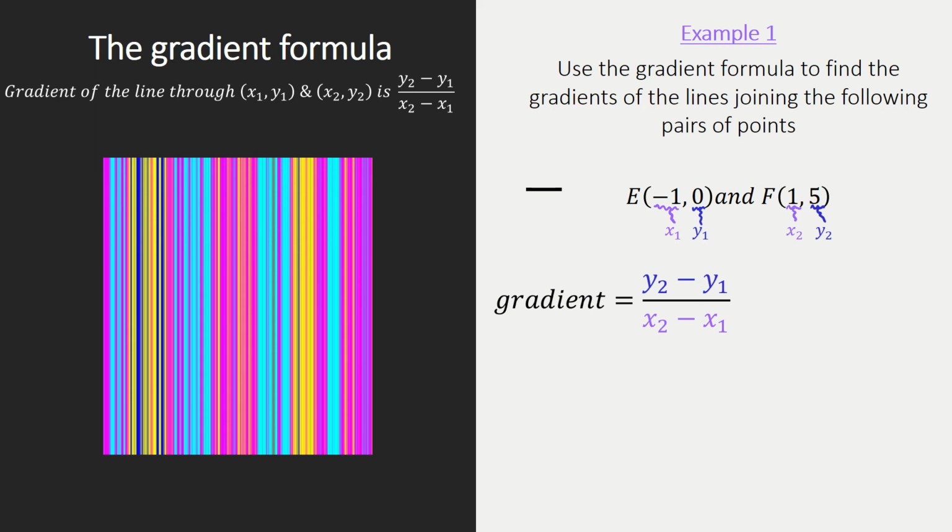It is extremely important that you know this formula by heart, because you will not get this in one of the exercises. You need to know this. So if you fill everything in, you get 5 minus 0 divided by 1 minus minus 1. 1 minus minus 1 is the same as 2, so we get 5 divided by 2, which is the same as 2.5. So therefore we know that the gradient is equal to 2.5.